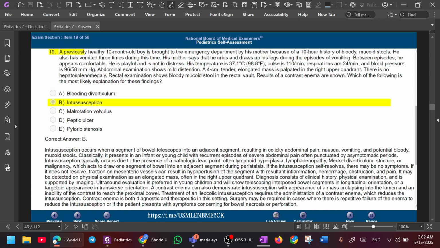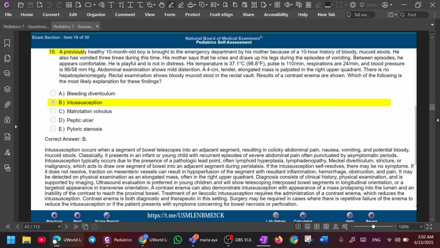If the intussusception self-resolves, there may be no symptoms. If it does not resolve, traction of mesenteric vessels can result in hypoperfusion of the segment with resultant inflammation, hemorrhage, obstruction, and pain. It may be detected on physical exam as an elongated mass, often in the right upper quadrant. Diagnosis consists of clinical history, physical exam, and is supported by imaging.